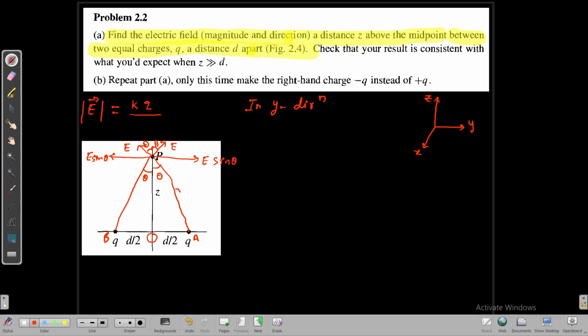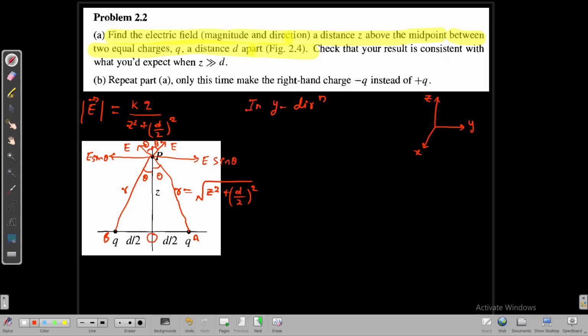Now what is this r? Using Pythagoras theorem, you can write it as z square plus d by 2 to the whole square. This is r, and this will also be r. So K q over r square, where r square is z square plus d by 2 to the whole square. I hope till this everything is clear. Okay, let's move forward.